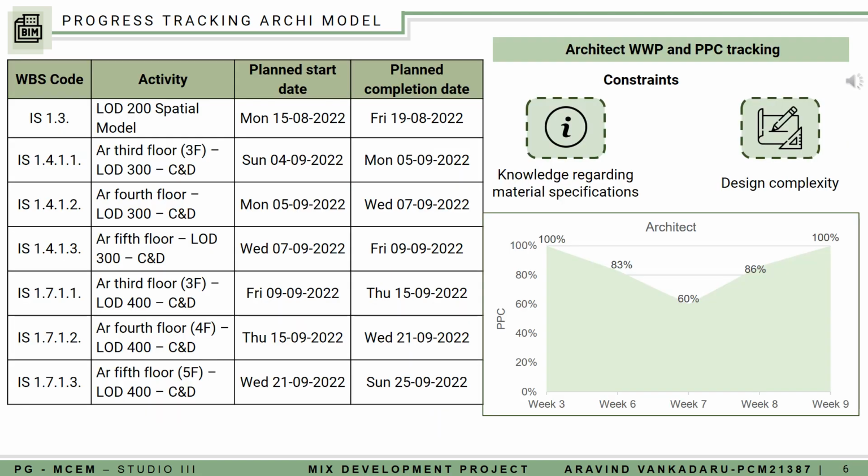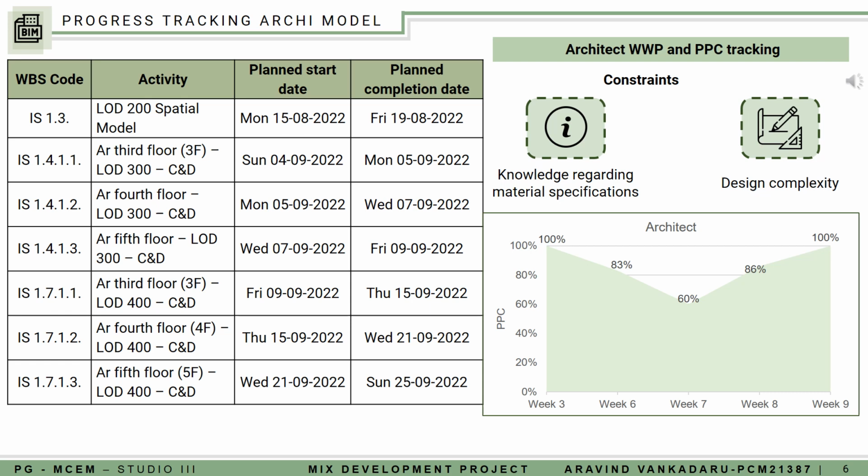Progress tracking for the architectural model. On the left side, various WBS codes have been allocated for LOD 200 to LOD 400 models at various plan dates. On the right side, you can see the percentage plan complete tracking. On the right bottom corner, you can see the PPC graph varying from 100% to 60% in week 7. Again, there is an increment to 100% in week 9. This variability was observed most in week 7, which is 60%.